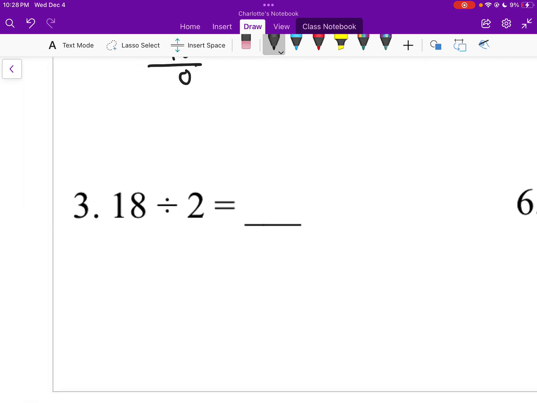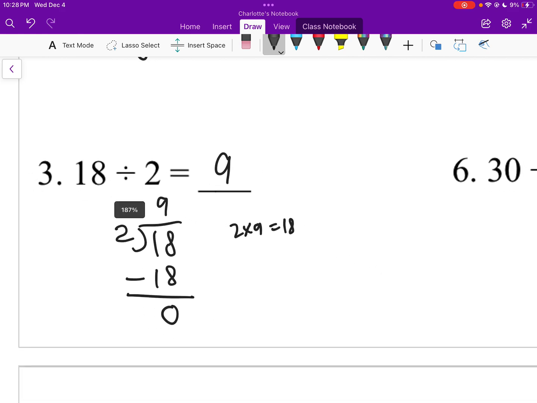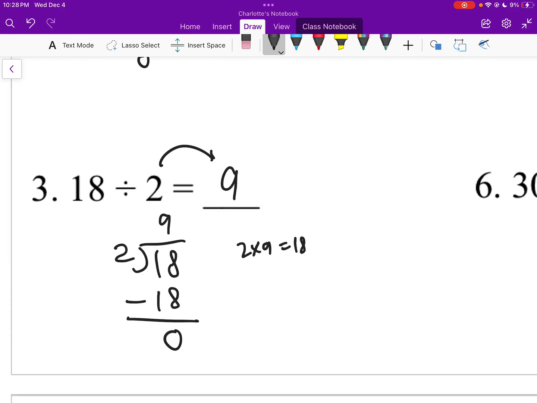Number 3, 18 divided by 2. So 18 divided by 2. And 2 times 9 is 18. So 9, 18 minus 18 is 0. So we get 9. And we can always check the answer by multiplying these two numbers.